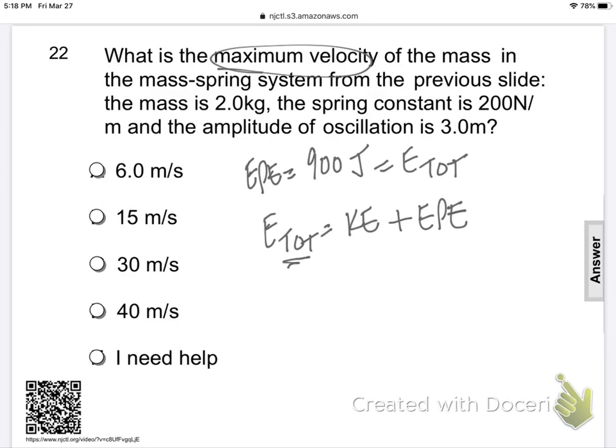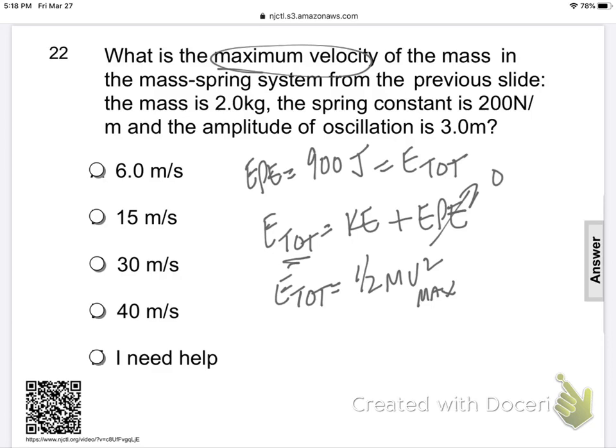So the maximum velocity is when it's crossing the equilibrium point at x equals 0. When that mass is crossing the equilibrium point, it's not stretching the spring anymore, and it hasn't compressed the spring, which means it has no more EPE. So we have E total equals 1/2 mv squared. Now what we need to do is solve for, and this is actually v max, maximum velocity.